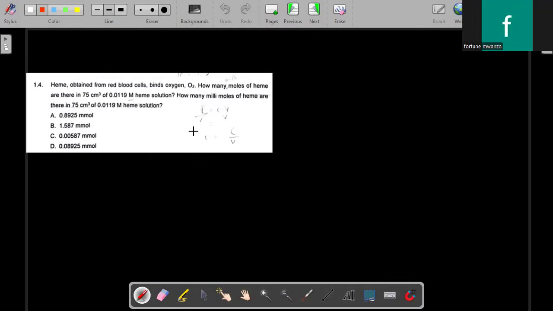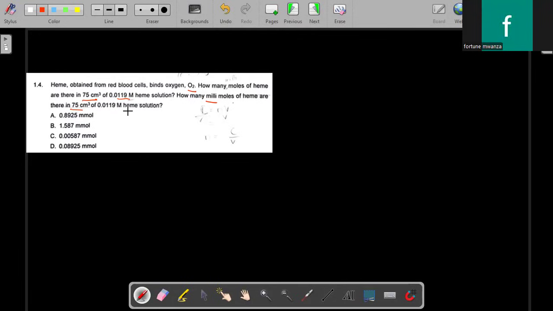Okay, so question number 4 saying heme obtained from red blood cells bind oxygen O2. How many moles of heme are there in 75 cubic centimeter of your 0.0119 molarity of heme? So you've been given the concentration of heme there. Also, how many millimoles of heme are there in 75 cubic centimeter of your 0.0119 molarity of your heme solution.